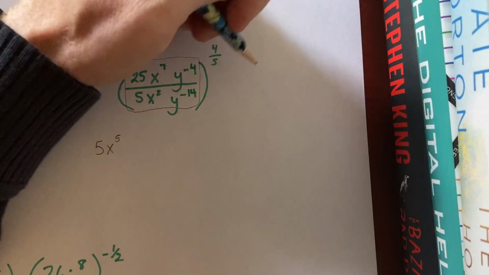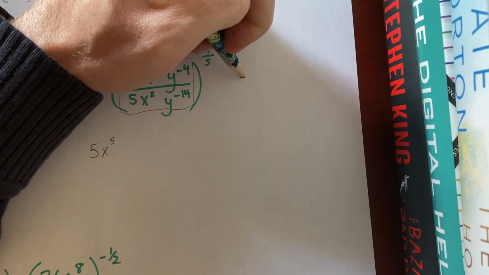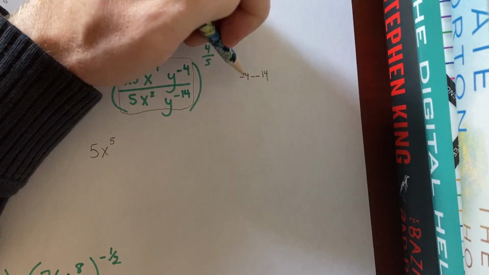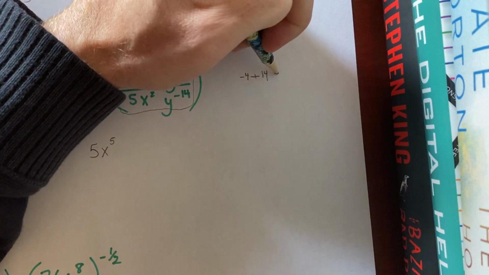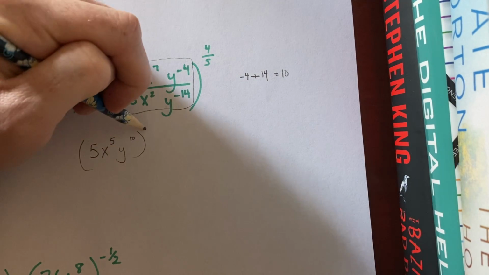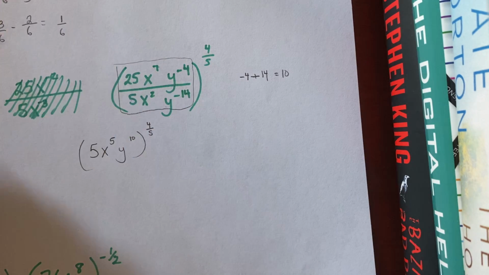And then here I have two y's. I'm just going to write this out just so I don't make a silly mistake. I have -4 minus a -14. Minus the negative turns into a plus. That gives me a 10. So I have y to the 10th power. And that whole thing is still raised to the 4/5.